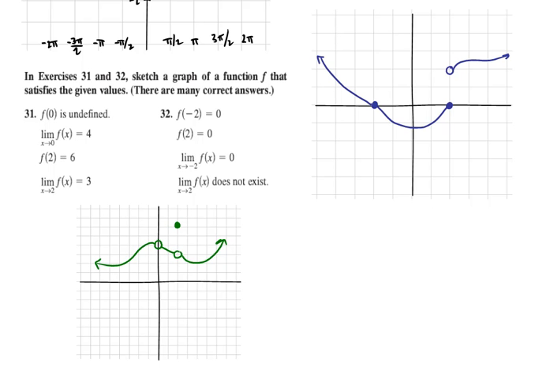So this is a graph that satisfies the criteria: f of negative 2 is 0, f of 2 is 0, the limit as x approaches negative 2 of f of x is 0, and the limit as x approaches 2 of f of x doesn't exist. So these are some examples of graphs that we can draw, and there are many different graphs that would satisfy these criteria, so you should come up with one or more of your own, and again be as creative as you would like to satisfy those. And that's it for this problem set.